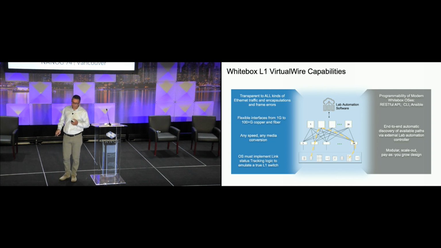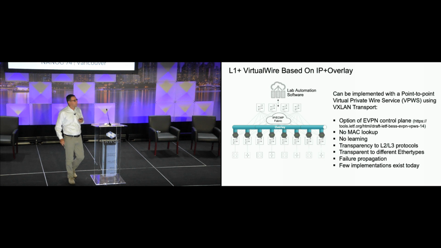And you also have the ability, if you implement lab automation software, there are a few companies building lab automation software, to do end-to-end path discovery across a massive leaf spine fabric. And last but not least, this is a modular pay-as-you-grow design. You can start with 1 device, going to 3 devices, and so on. It's truly modular pay-as-you-grow, unlike a traditional large layer 1 switching matrix, which typically comes in a chassis form factor.